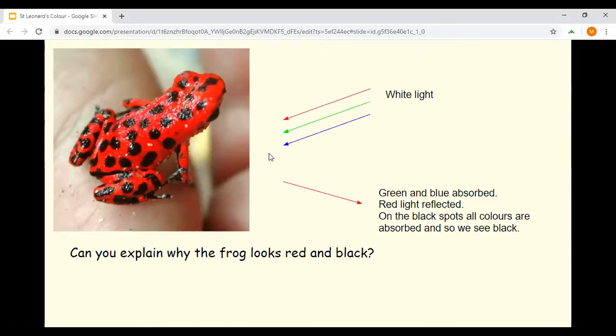Okay, very, very simply, white light, as we now know, is made up of all of the other colours. It hits the frog. Okay, the frog skin absorbs the green and the blue light, and the red light is reflected off, which is why we see red. Where the black spots are, all of the colours are absorbed, including the red, which is why we only see black.